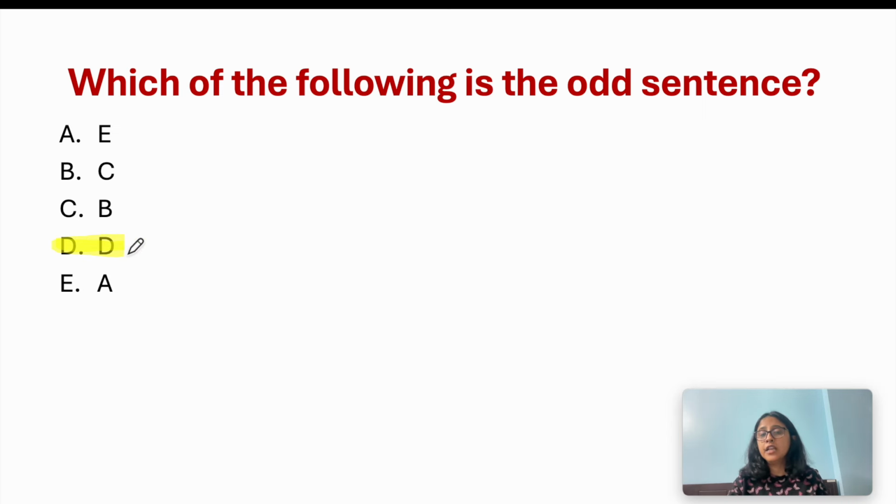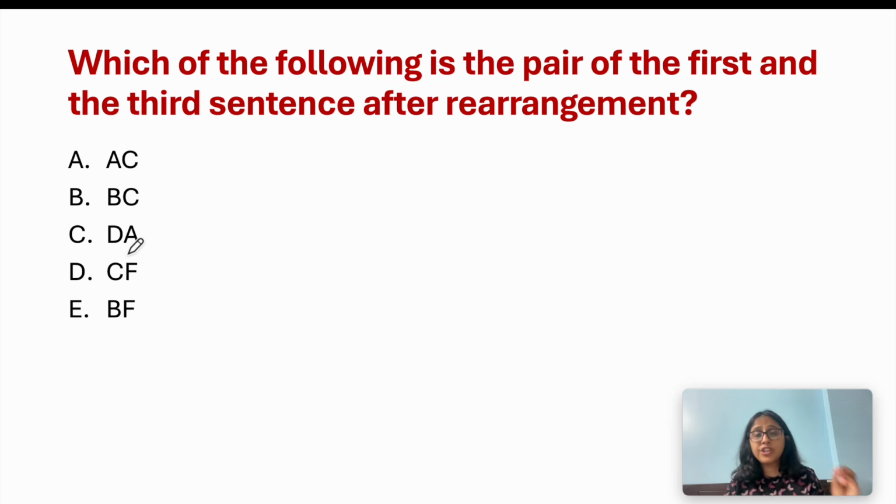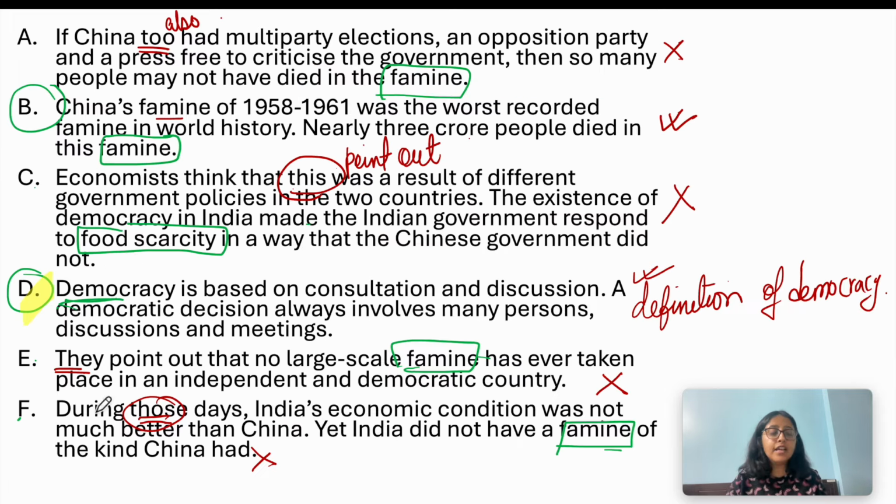Okay. Now next question comes, which of the following is the pair of the first and the third sentence after rearrangement? पहला और तीसरा सेंटेंस का पेयर आप बताइए रीअरेंज करके. Now let's rearrange the sentences quickly. Okay, see now that sentence D is gone from the picture because this is the odd sentence. We know that sentence B is the first sentence. Okay, so we keep B in the beginning.